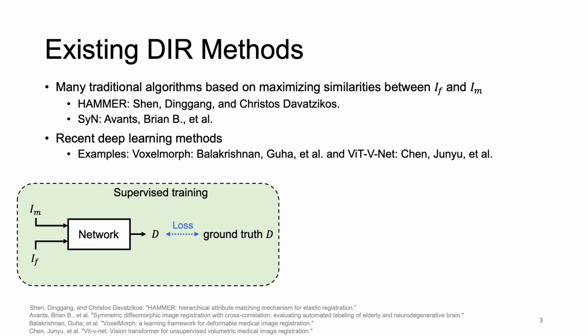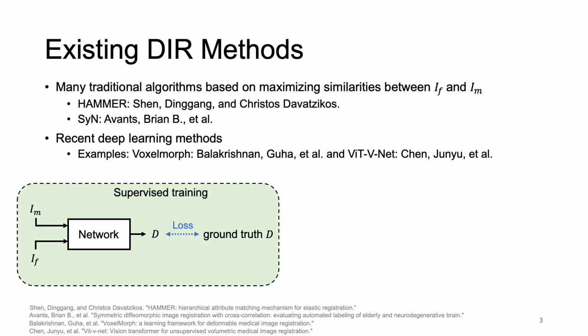For example, when the ground truth displacement field is available, we can adopt the common supervised training approach. Once the network is trained, it can produce displacement field D for unseen fixed and moving image pairs. Therefore, it is much faster to use than most of the traditional methods.